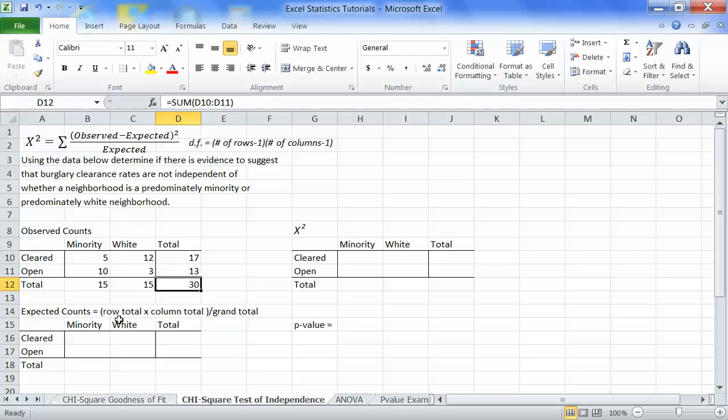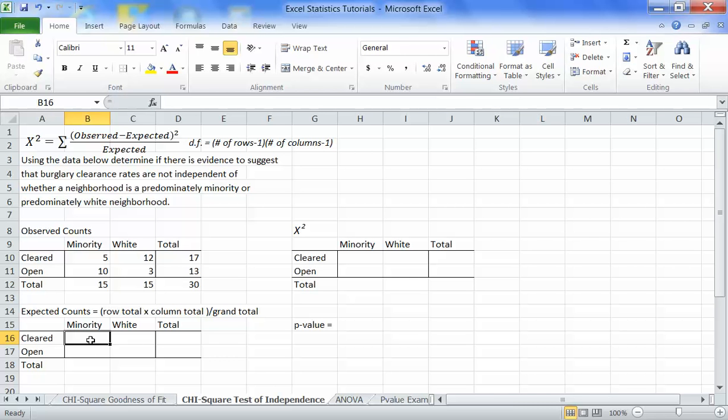Well, the formula to find the expected counts is to take for each cell, so let's look at cleared minority, to take for each cell the row total times the column total, to take that product and divide by the grand total. Well, the row total for cleared is 17. The column total for minority is 15. So I would take 17 times 15, and then I would divide that by the grand total of 30.